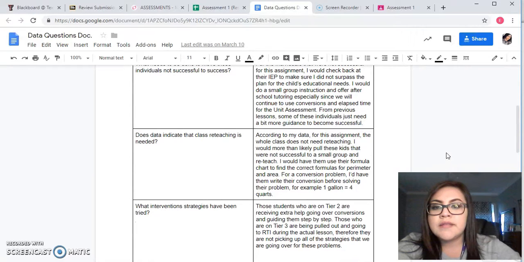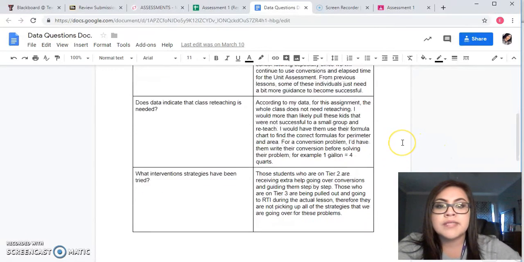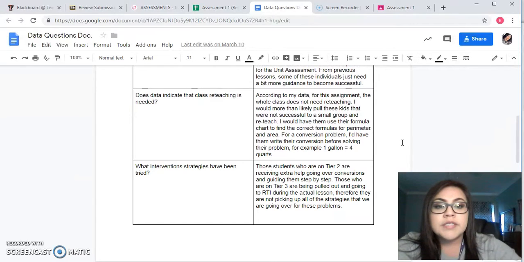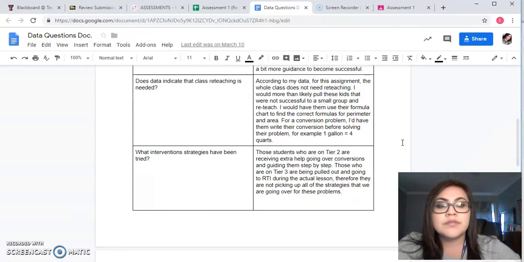Does data indicate that class reteaching is needed? According to my data for this assignment, the whole class does not need reteaching. I would more than likely pull the kids that were not successful to a small group and reteach. I would have them use their formula chart to find the correct formulas for perimeter and area for a conversion problem. I'd have them write their conversion before solving their problem. For example, 1 gallon equals 4 quarts. That way they know where they begin. We did that several times after they took this assessment.